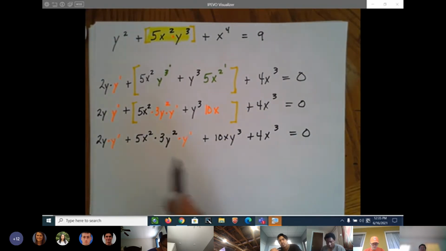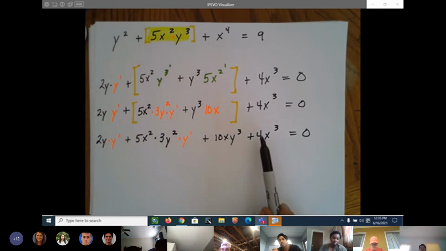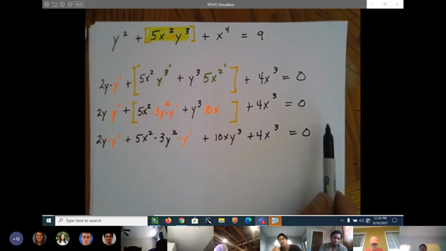So the reason I did this line right here is so you can see how many terms do we have a y prime? How many terms do you see a y prime? 2 terms. Thank you, Mr. Piella. So the other 2 terms can go where? They can go over here.